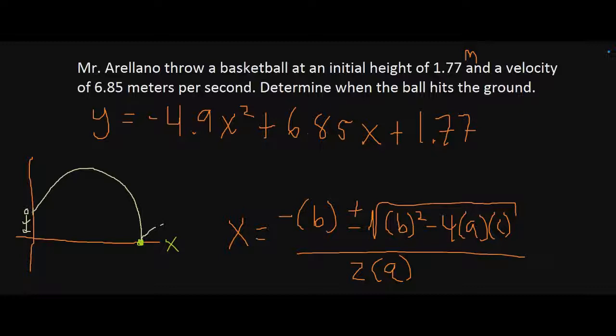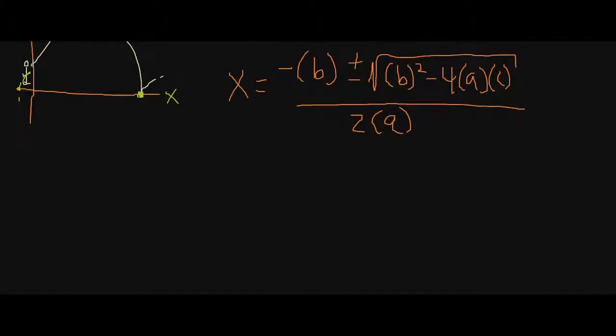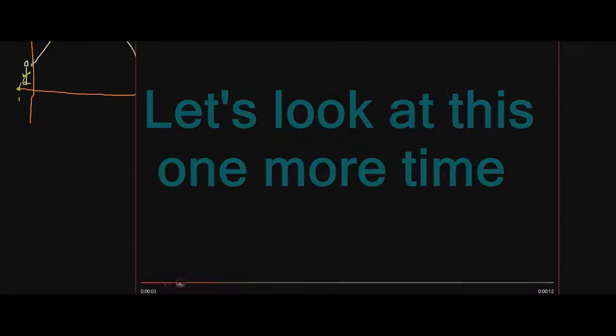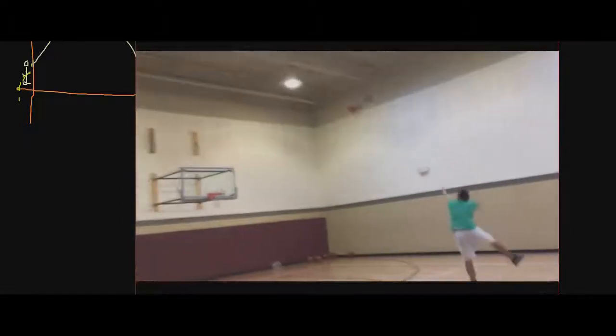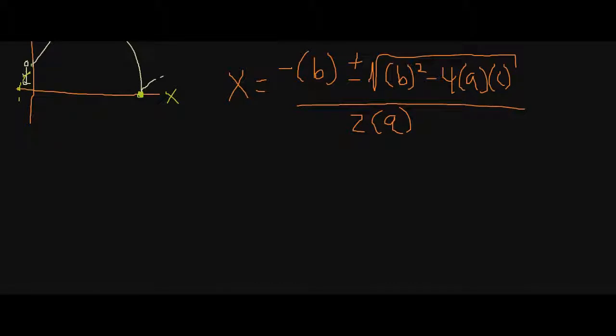When we do it, it should also give me a negative answer, but that's not going to make any sense, because we can't have negative time. We can't go backwards. So we're just looking for the positive root. Let us go ahead and get started. We have the quadratic equation here. If you wanted to, here is the video I was referring to. We want to find out exactly how many seconds it takes for the basketball to hit the ground.